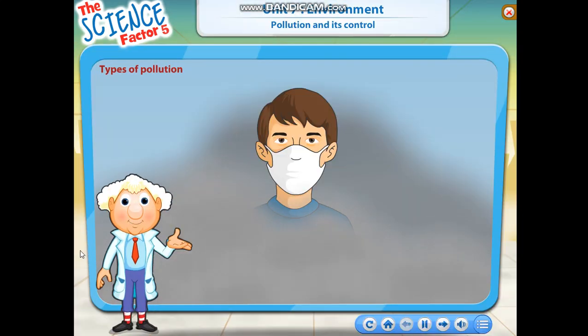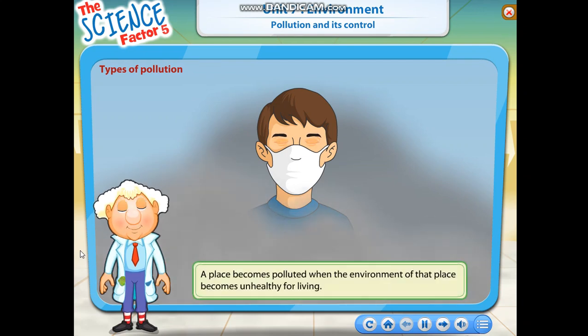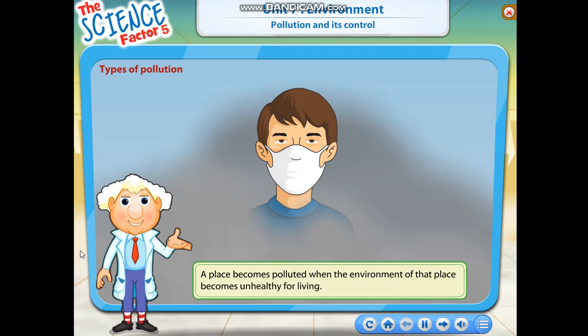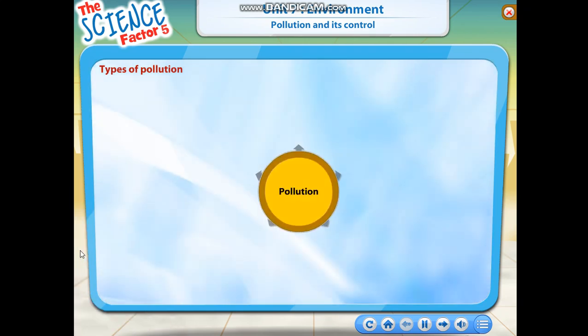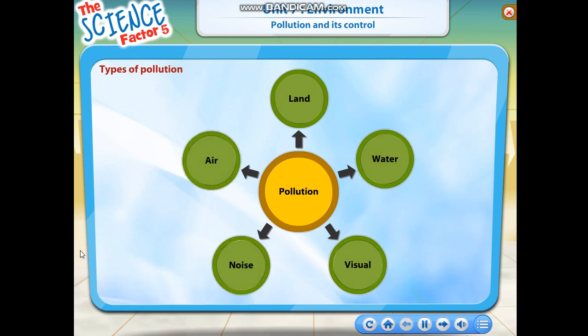Do you know when a place becomes polluted? A place becomes polluted when the environment of that place becomes unhealthy for living. A place can be polluted by various factors. Let us discuss the 5 most common types of pollution in this world. Click on any of the buttons to know more about that type of pollution.